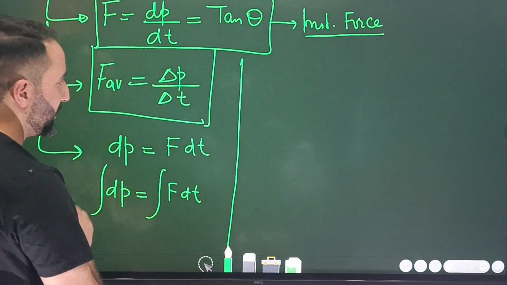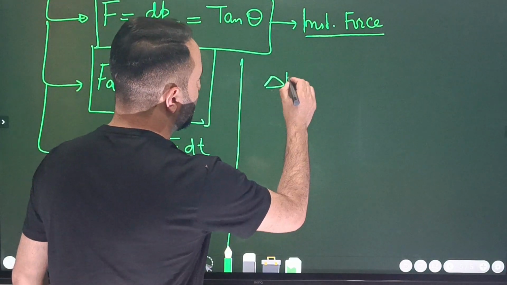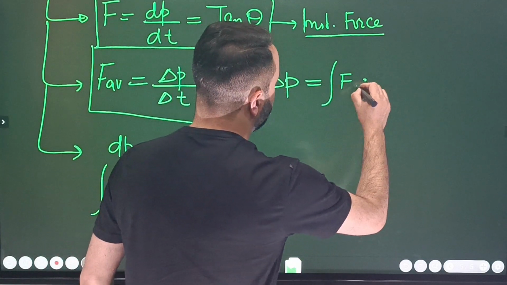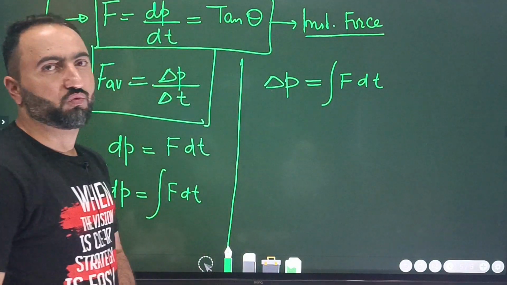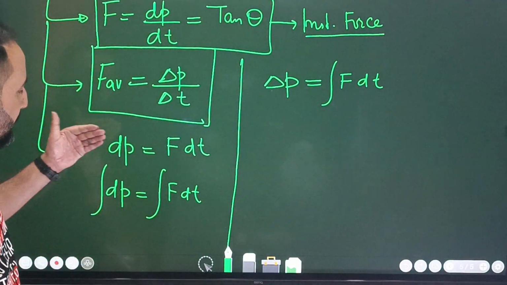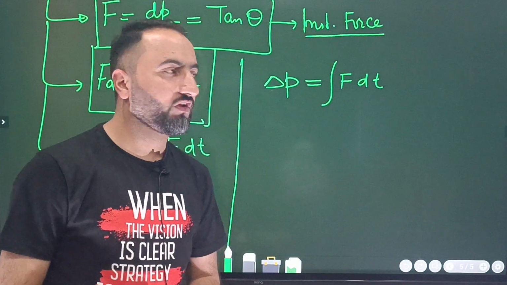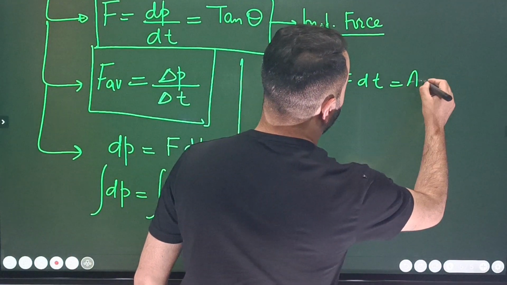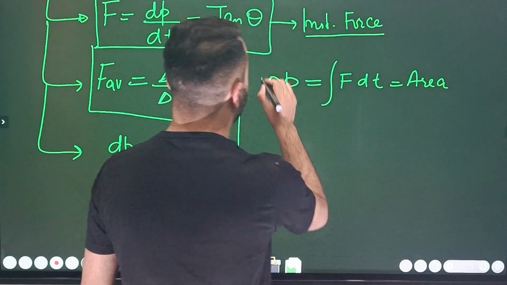Integration of dp is simply equal to what? It is equal to delta p. This will be equal to integration of f dt. Integration of dp is equal to delta p because the lower limit will be p1 and the upper limit will be p2, so p2 minus p1 is delta p. So here it is equal to the area under the f versus t curve.